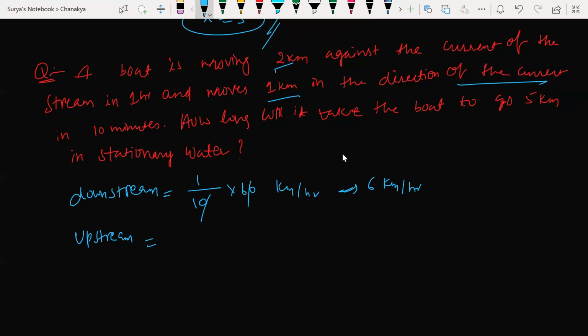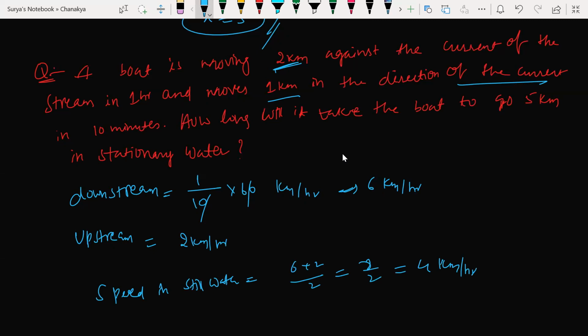Upstream, how much? Against the current, 2 kilometers per hour. Then what would be the speed in still water? Formula: 6 plus 2 by 2, 8 by 2, which gives me 4 kilometers per hour. Am I correct, guys? Yes, sir.